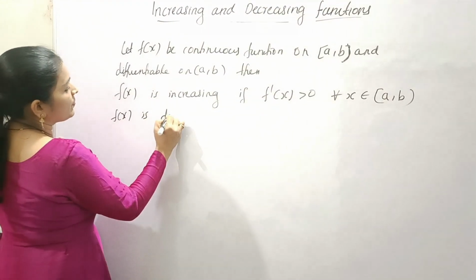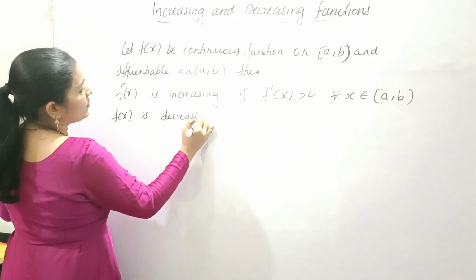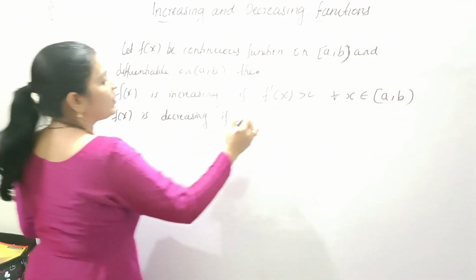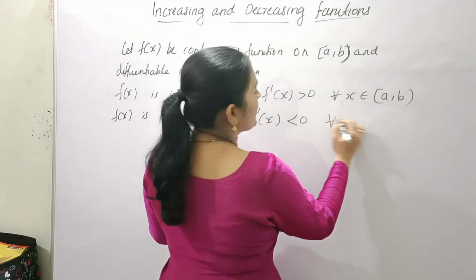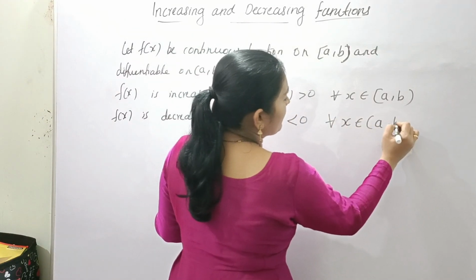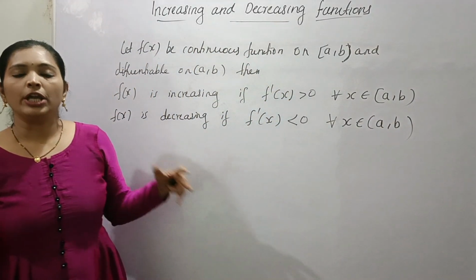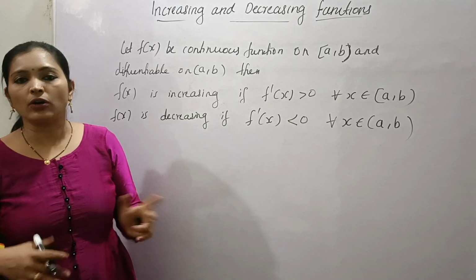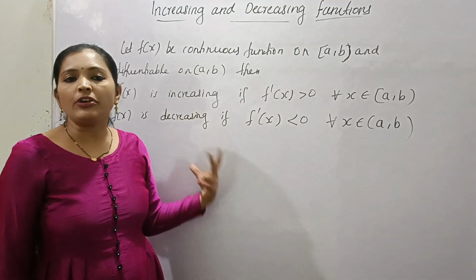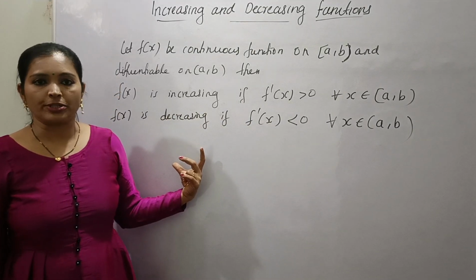Then next, f of x is decreasing if f dash of x less than 0 for all x belongs to open interval AB. If the derivative of the given function is less than 0, if it is negative, then the given function is a decreasing function.